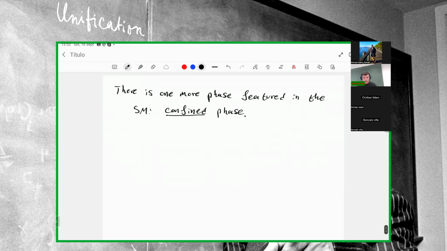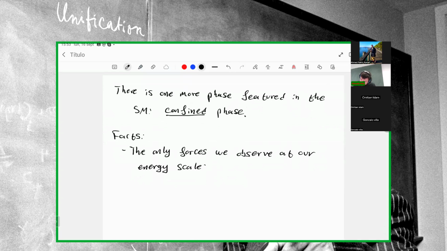Okay, so let me start the discussion by combining a few facts to warm up. So we have some facts. First of all, the only forces we observe at our energy scales. Remember, an energy scale is the same as a wavelength, no? So, in our day-to-day life, are gravity and EM, which is short for electromagnetism.